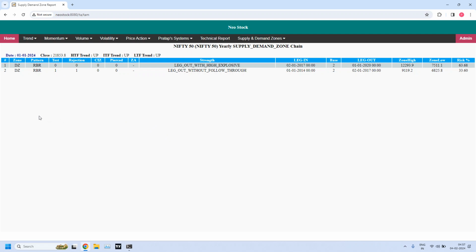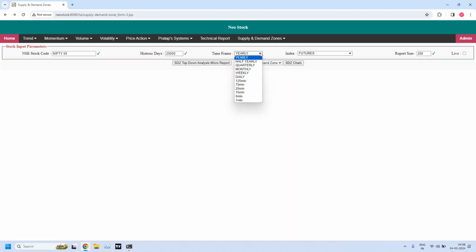So I will quickly go through from one time frame to another time frame. So you have to pause the video, study, and then you can proceed with the video. If I give more time, the length of the video will increase. So please follow this approach. So I'm going back. Now I am changing the time frame to half yearly. Let us generate.